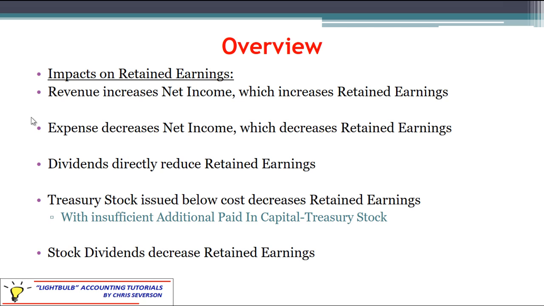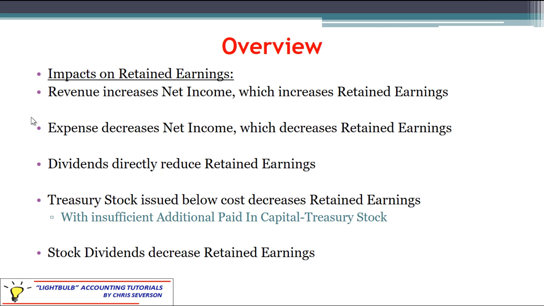Now, if we sell it at a higher price, we can set up what's known as additional paid-in capital for treasury stock, and that amount helps to offset any future situations where we sell it below cost. But if we don't have enough of that fund set up, that's when we have to hit retained earnings. Again, this discussion will make more sense in our treasury stock module, but I just wanted to touch on it here because this could reduce retained earnings.